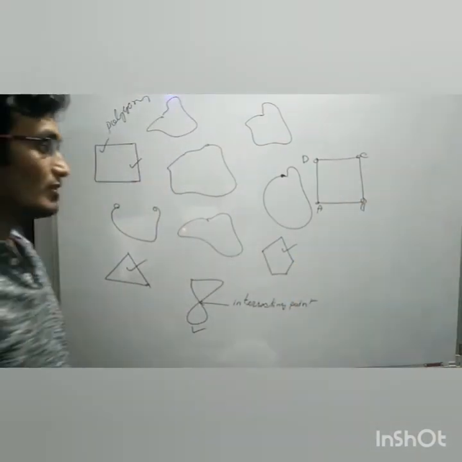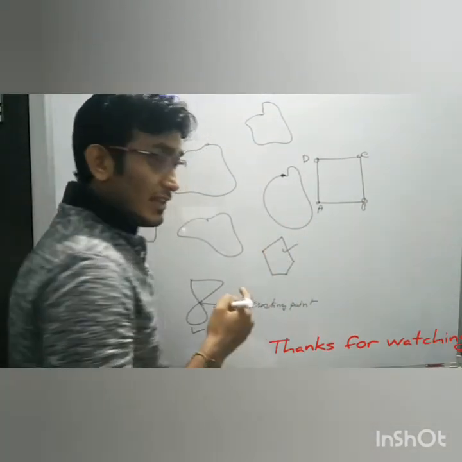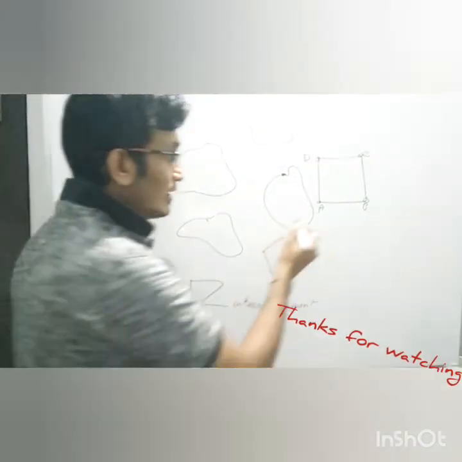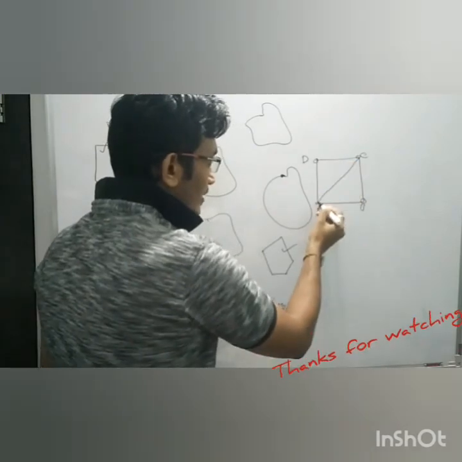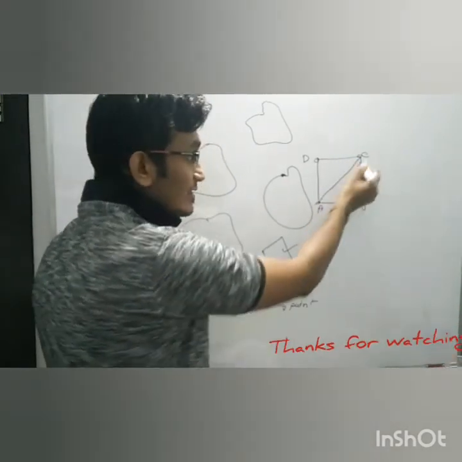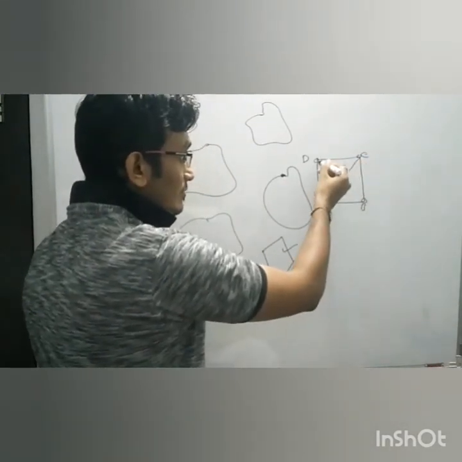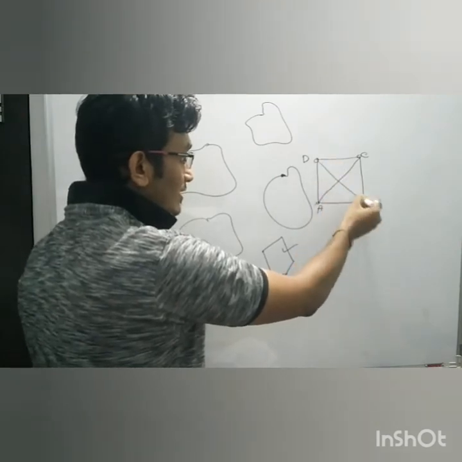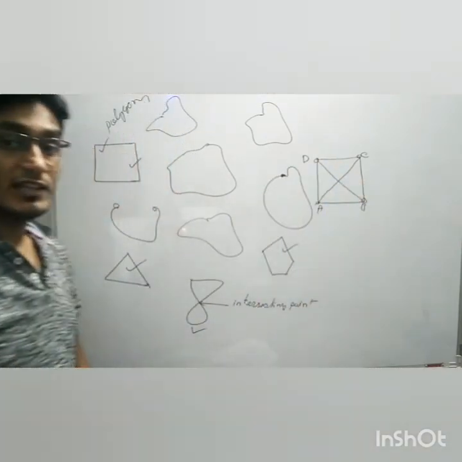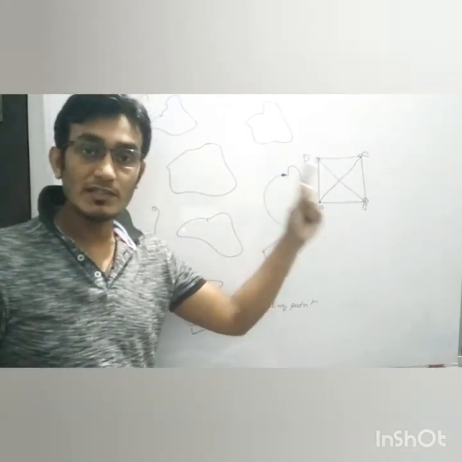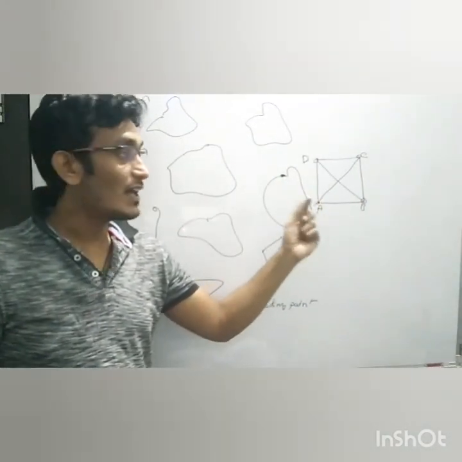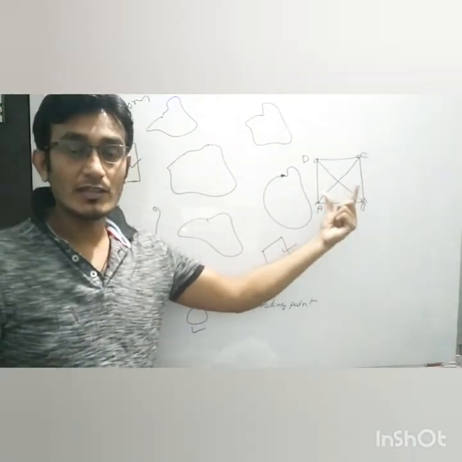So diagonal means it should be a line. A diagonal is nothing but a line joining the opposite vertices of a polygon. Here when you join the opposite vertices A and C, we get the diagonal AC. Similarly, when you join B and D, the opposite vertices, we get the diagonal BD. So simply, a diagonal is a line joining the opposite vertices of a polygon.